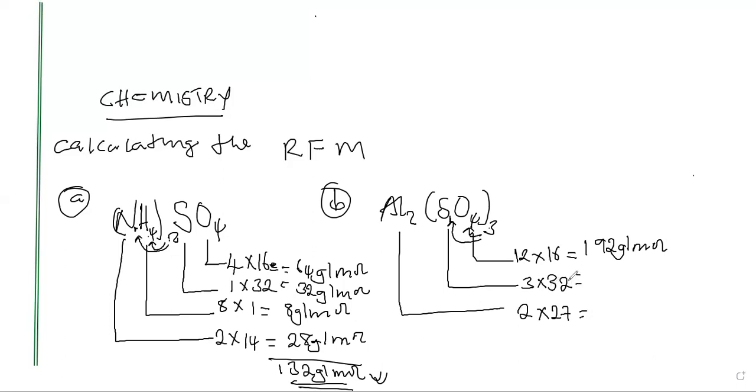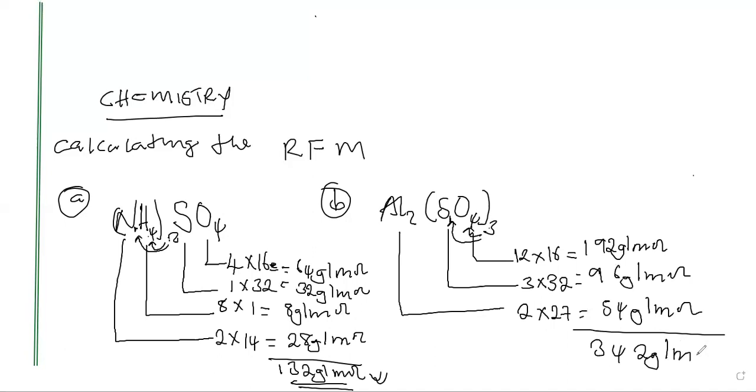Then 3 by 32. You guys should be able to calculate. In case I make an error, you should be able to correct me. So you have 96 gram per mole. Then 27 by 2, this is 54 gram per mole. Okay, so you can add those now. You have 192 plus 96 plus 54, which gives you a total mass of 342 grams per mole.